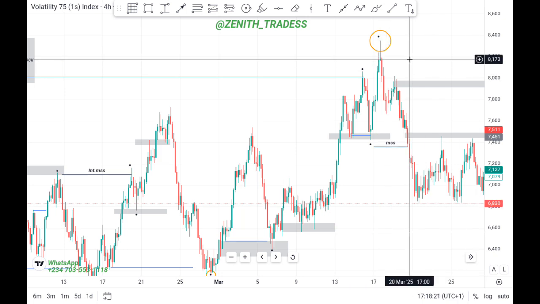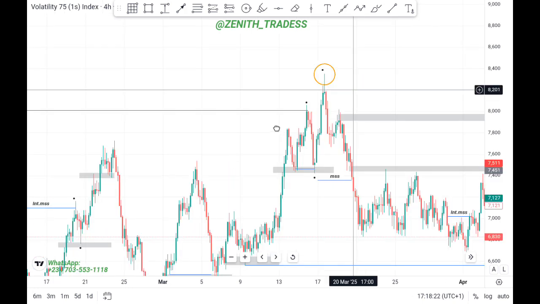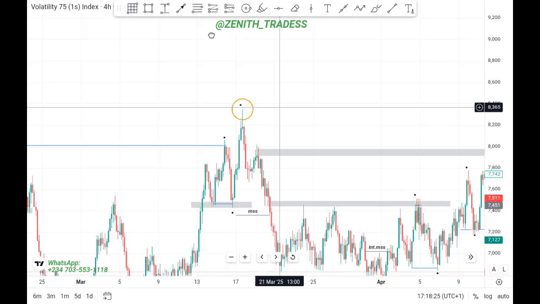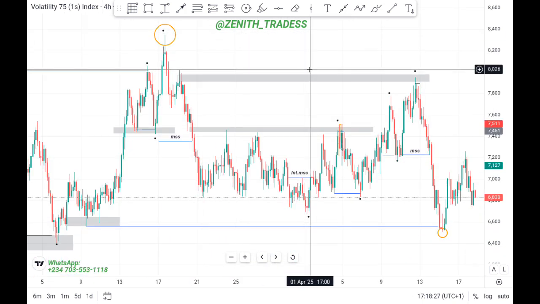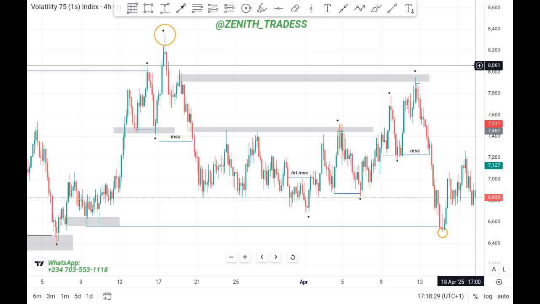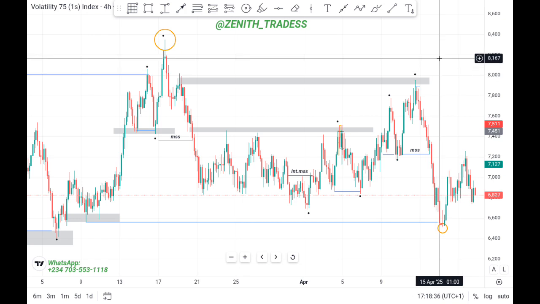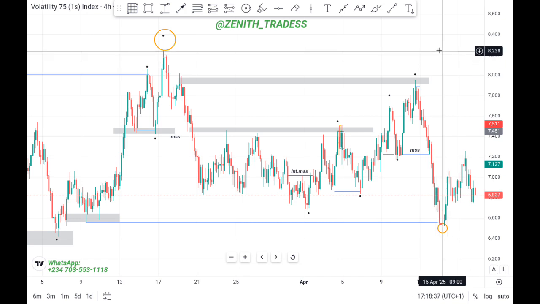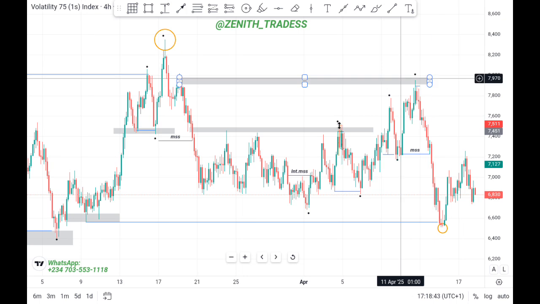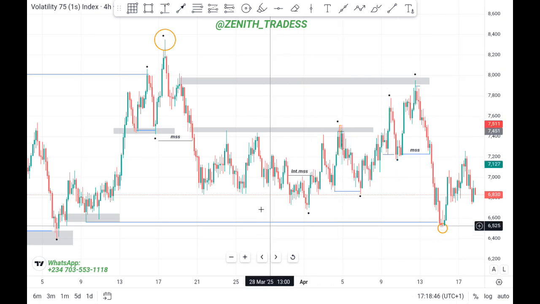Price reverses and causes a market structure shift. But mind you, we still know from the storyline that even with this market structure shift, the daily is still bullish until it takes out the daily strong low. That's when the bearish trend comes in place. But so far it has not taken out that last bearish strong low. We are still bullish.